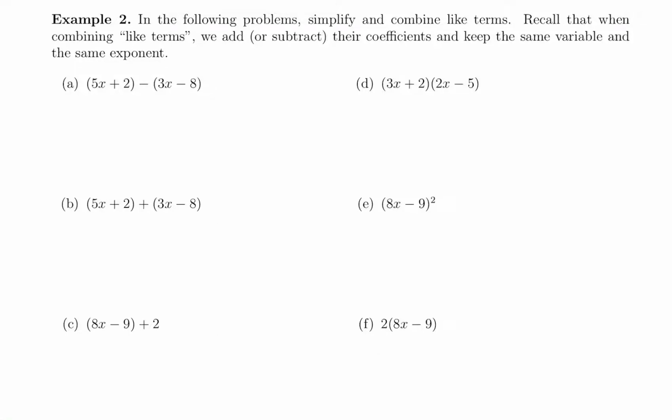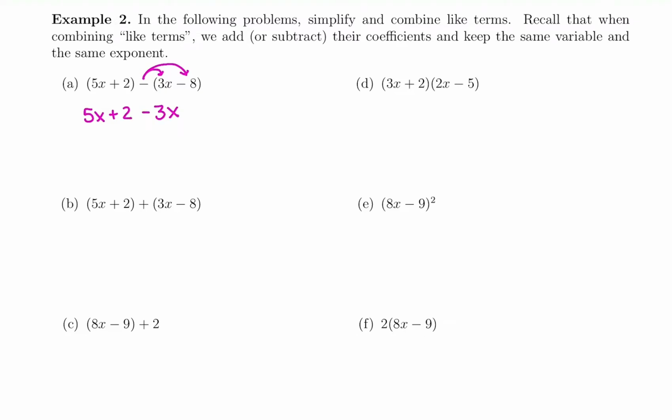and subtract and multiply to get some of these problems simplified. So in this first one, my operation is subtraction. I'm going to subtract both of these terms. So I have 5x plus 2, and I'm going to minus 3x.